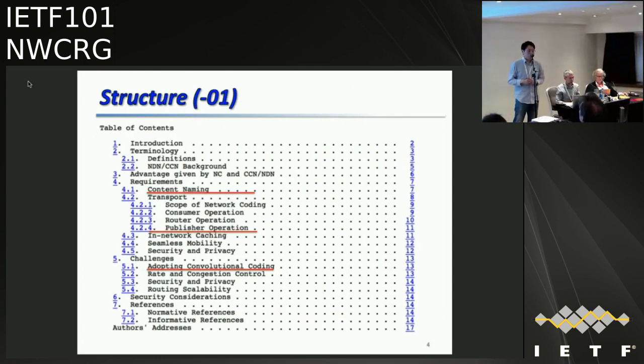So here's the table of contents, current content. In section 2, we introduce CCN and NDN background and its basis. And in section 3, we show the existing prominent research results and clarify the benefits of using network coding in CCN. And we modified section 4, content naming and publish operation, according to the feedback from the previous meeting. And we also added a new description regarding adopting convolutional coding as a research challenge.